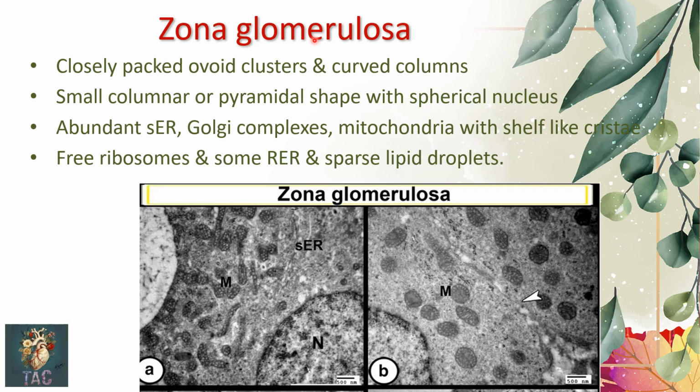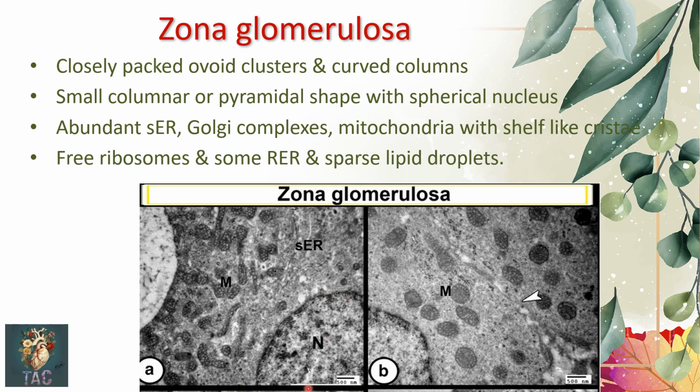First we will study the zona glomerulosa. The cells in zona glomerulosa are closely packed and arranged as ovoid clusters and curved columns. Also remember that in human adrenal glands, some areas are missing the zona glomerulosa, and directly beneath the capsule there is zona fasciculata. So the cells of zona glomerulosa are small, either columnar or pyramidal in shape with a spherical nucleus.